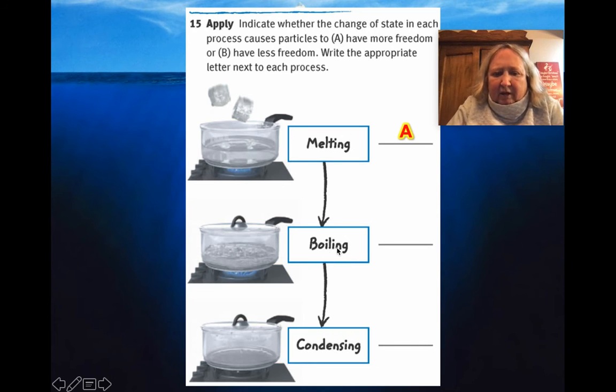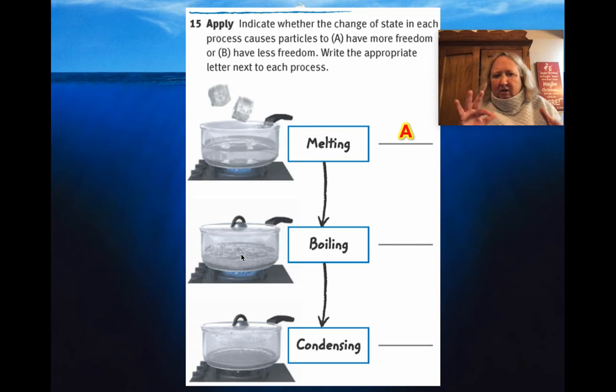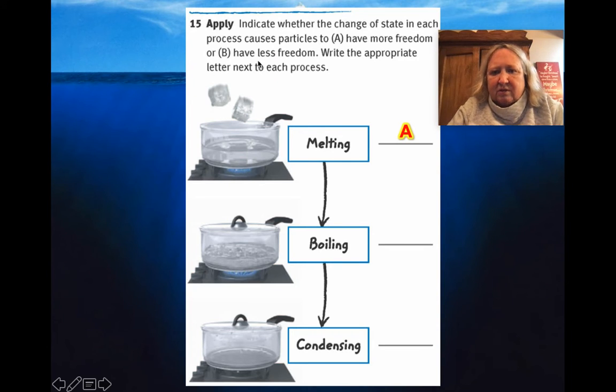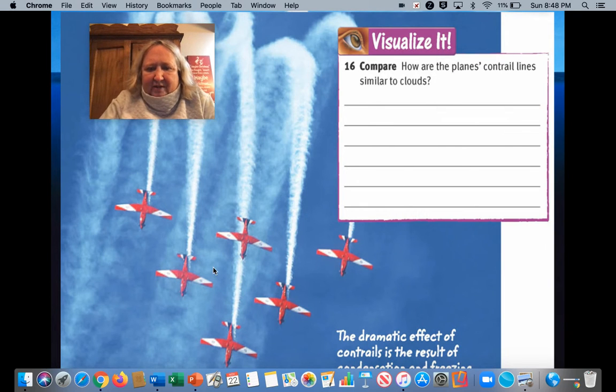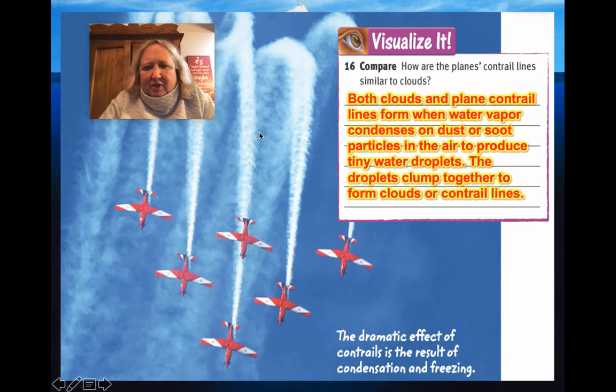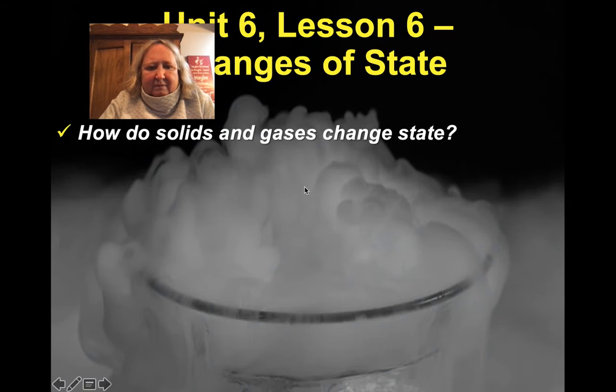How about boiling? So we're going from a liquid, theater lobby, to a gas, anywhere you want to go. So that would be more freedom. All right, now we're condensing. We're taking that gas and bringing it back down to a liquid. So that would be less freedom. All right, we're going to actually skip that question. We're going to talk about it later.